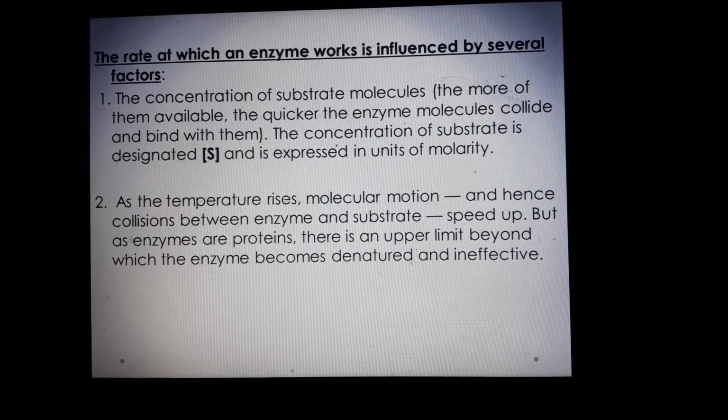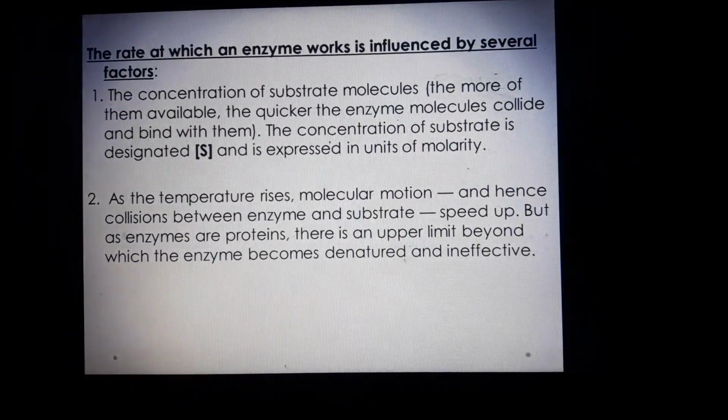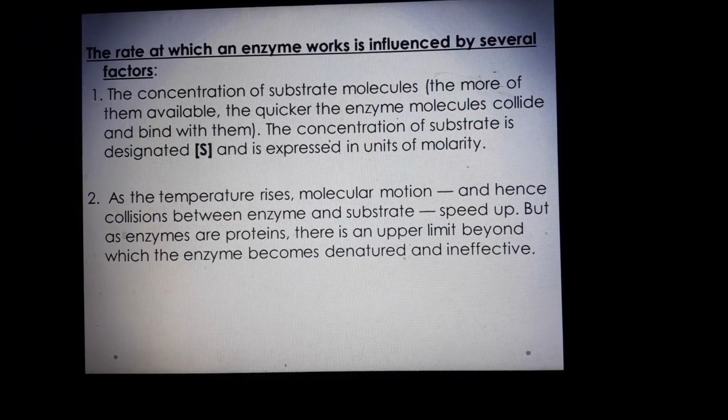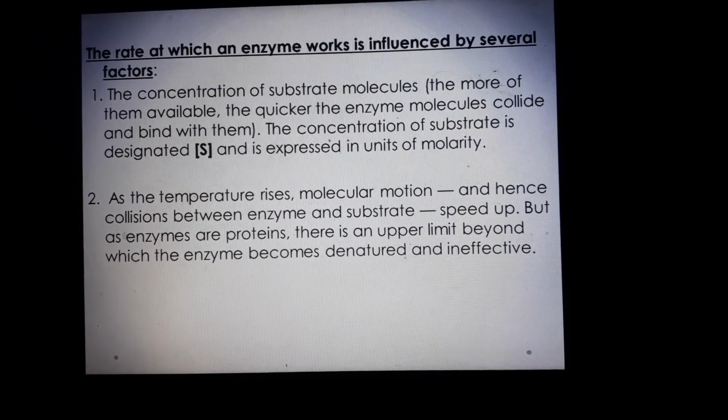The concentration of substrate is designated as S, expressed in units of molarity. Okay, so molarity is the unit. As the temperature rises, molecular motions, hence collisions between enzyme and substrate, speed up. Take note, once it reaches 40 degrees and beyond, the enzymes can denature. That is the maximum temperature.